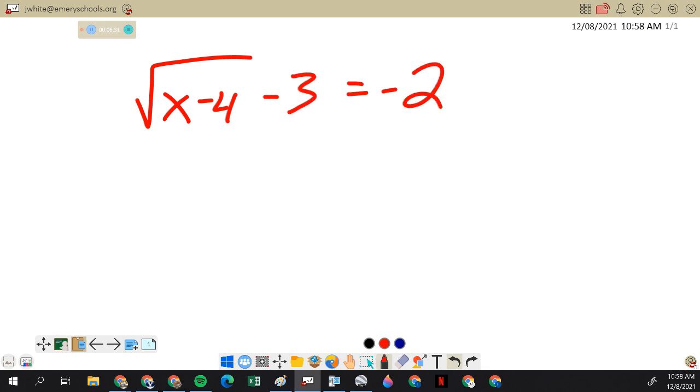Is that impossible? No. Yeah, it looks like it's impossible because it has a square root and it's equal to -2. But if I move that 3 to the other side, now I get the square root of x minus 4 equals 1. Can that happen? Yes, it can.